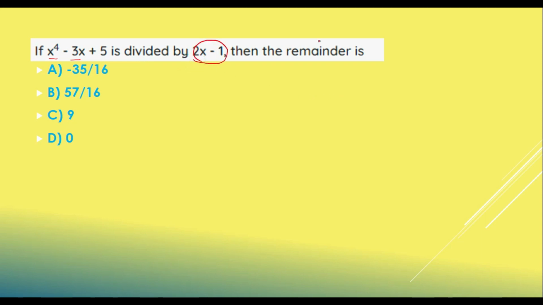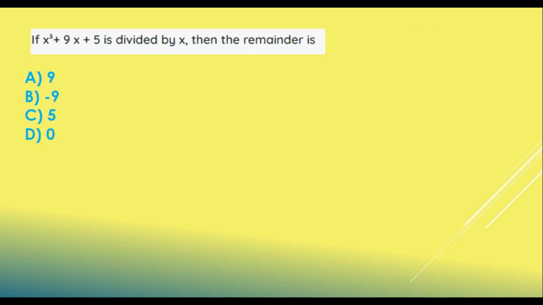How do you divide this one? You must remember 2x minus 1 is 0. Take it to 0, so 2x is equal to 1, x is equal to half, so you can pick c as half, and then use synthetic division to find the remainder. Okay, check this one, the answer you need to find.